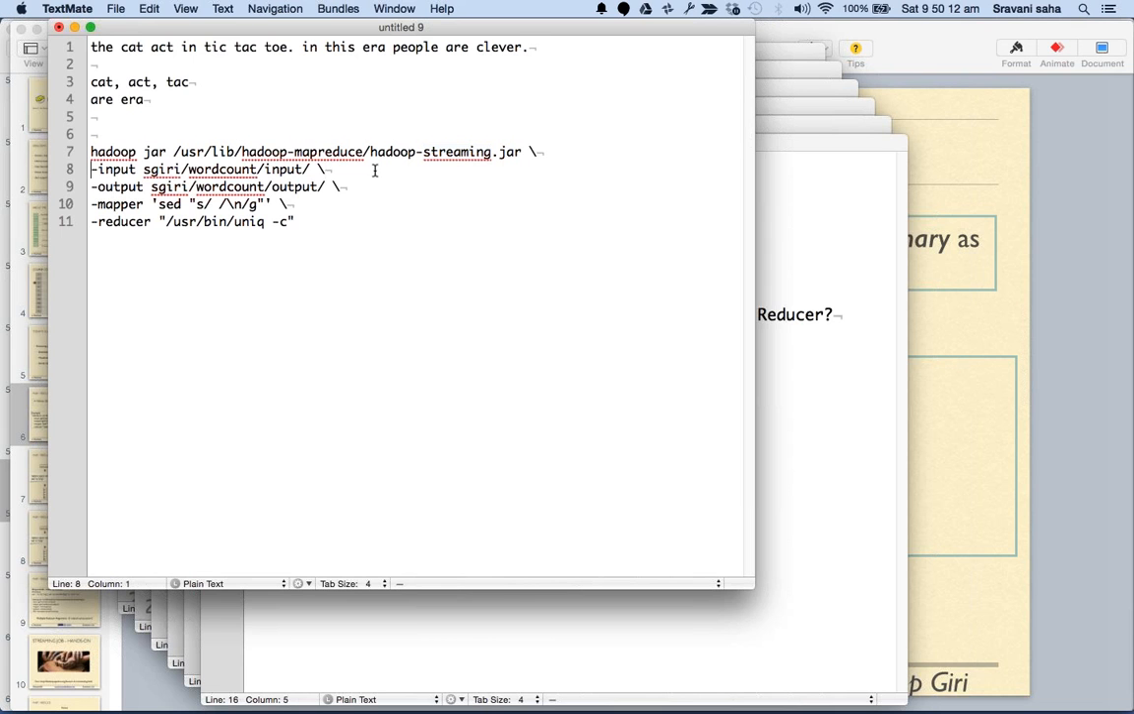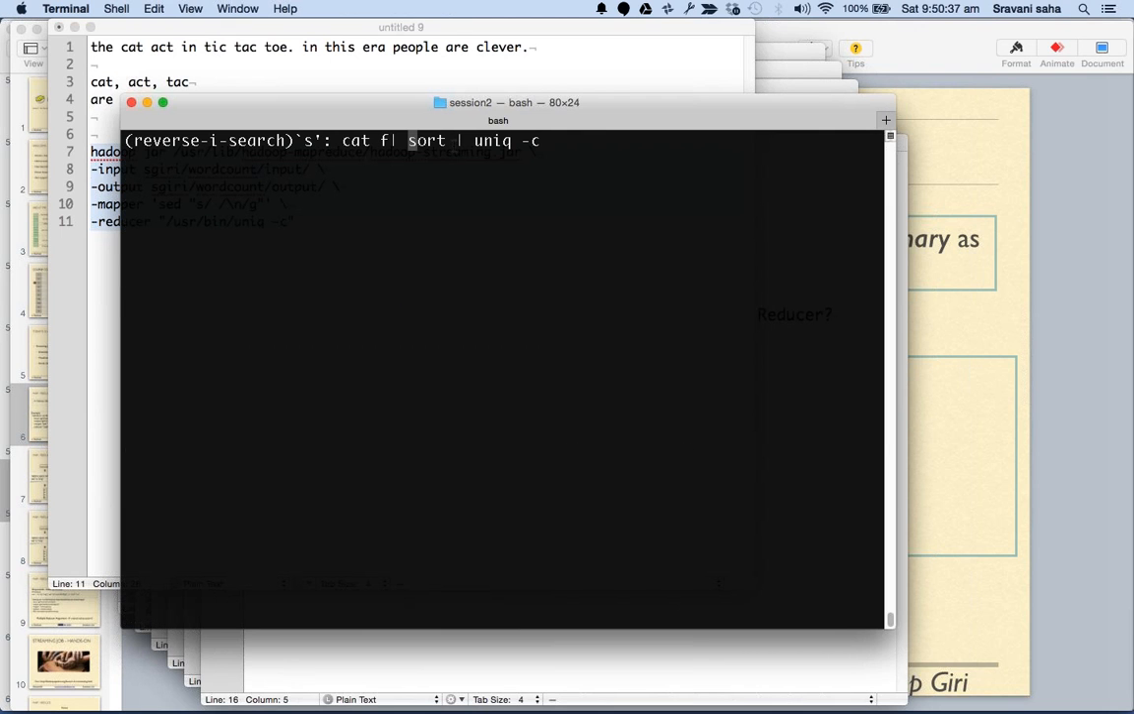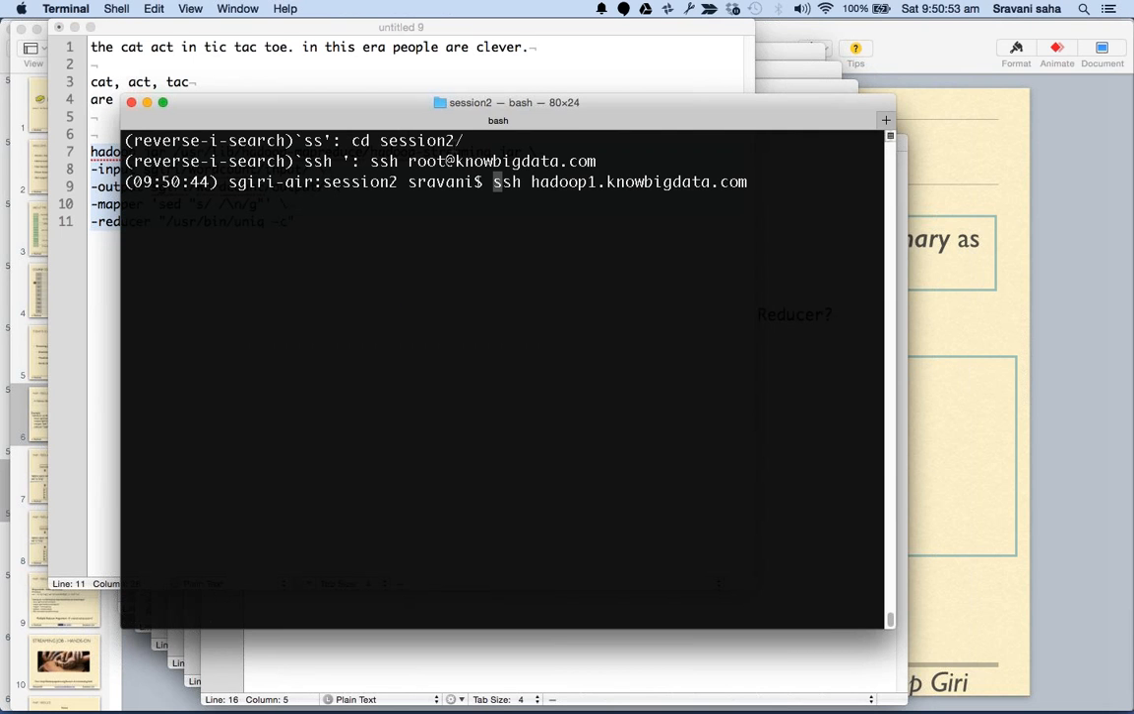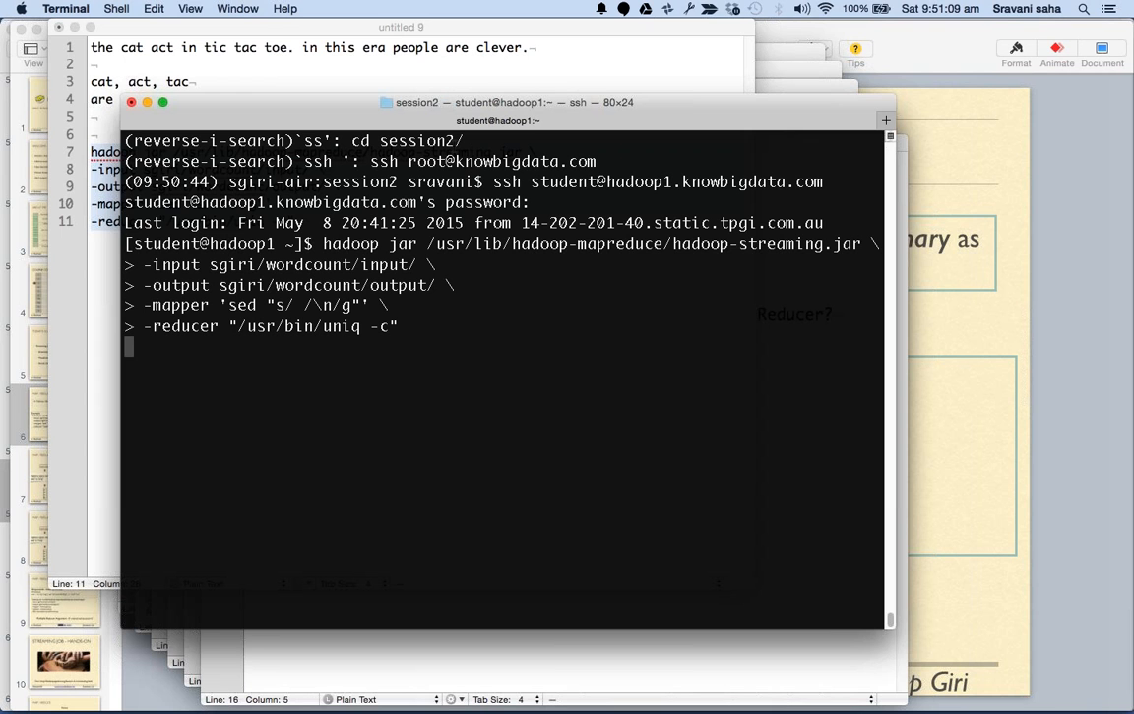All right, now here we are saying Hadoop jar and streaming jar, and then we are providing our input folder, our output folder, and the command that should be used as mapper and the command that should be used as reducer. All right, so let's just execute it. Before execution, I'll have to SSH. So I'll say SSH student@hadoop1.nobigdata.com. Here I've pasted the command, I'm running it.